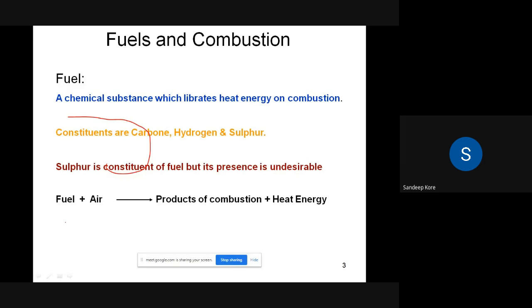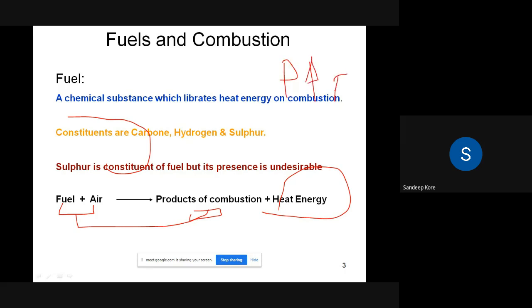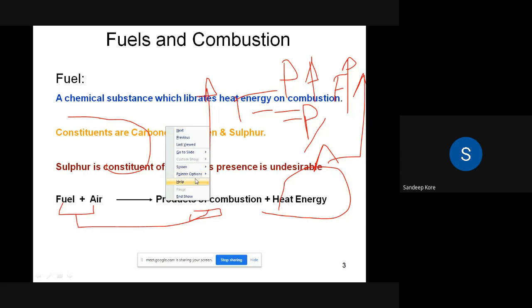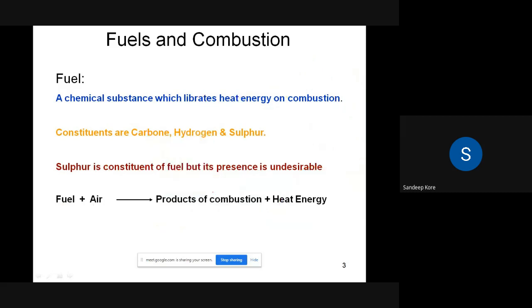When fuel and air burn, they form products of combustion and develop heat energy. That heat energy produces pressure, and because of that pressure a force is created, and that force we utilize to run our roadways. We know that force is equal to pressure times area, so as pressure increases, the force is going to increase. Okay, so I will move ahead.